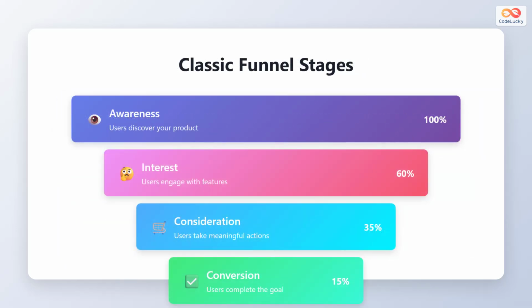Let's break down the 4 main stages of a conversion funnel. First is awareness. This is when people first hear about your product or service. They might find you through search engines, social media, or ads. Second is interest. Here, users learn more about what you offer and whether it might solve their problem. Third is decision. At this stage, users are ready to commit and are comparing options. Fourth is conversion. This is when users take the desired action, whether it is purchasing, subscribing, or registering. Understanding each stage helps you create better experiences for your users.